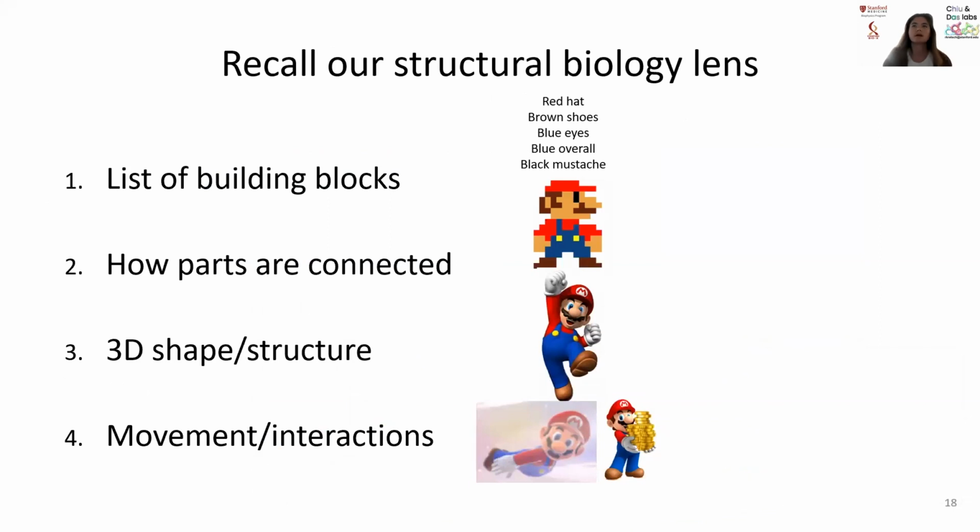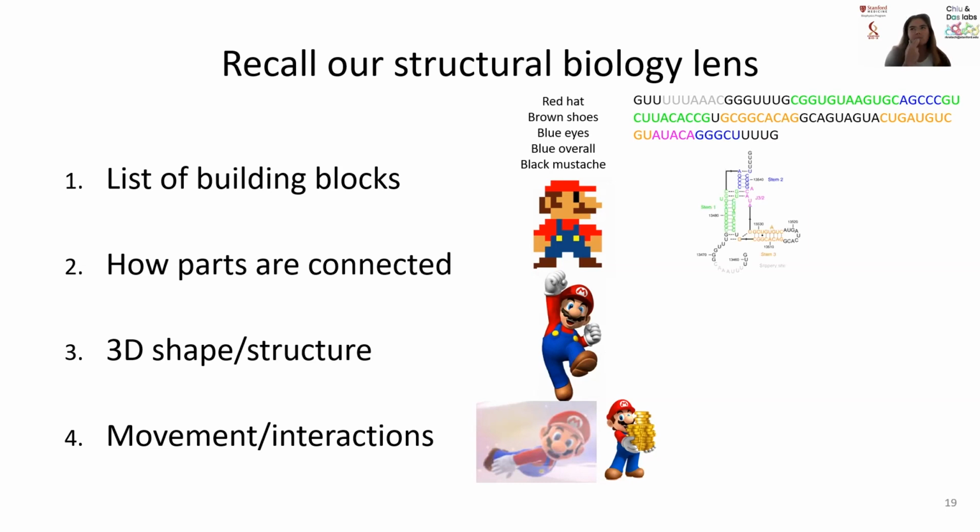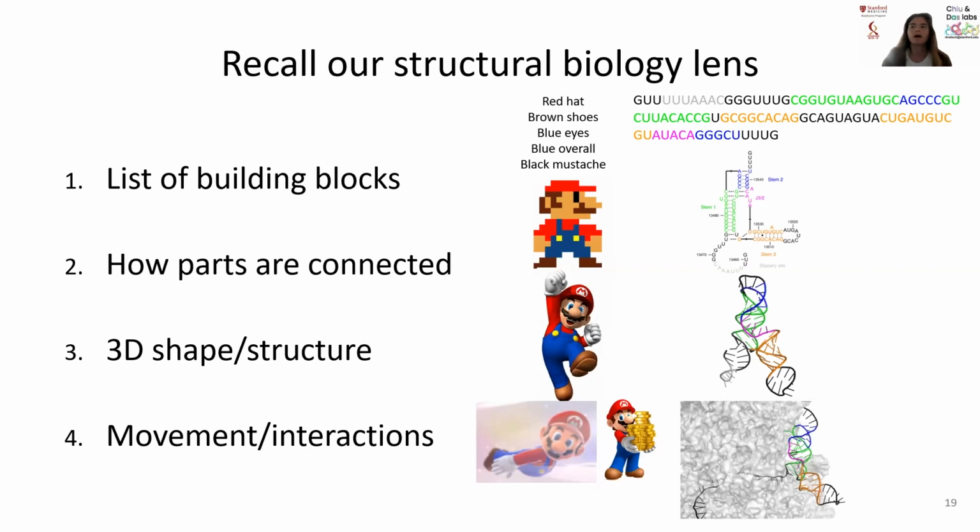So to move to RNA, let's see what these 4 levels are. The first is just a sequence, the sequence of your 4 bases. Then you have how parts are connected, which is the base pairing. That's what Eterna has historically been focused on. Then we have the 3D shape, so how it actually folds up in 3D space. And then we have how it may interact with other things in the cell.